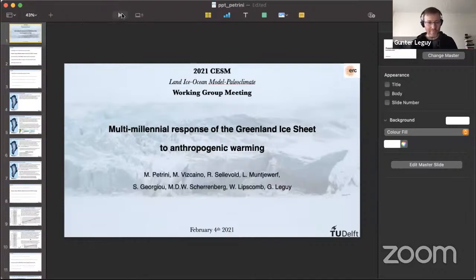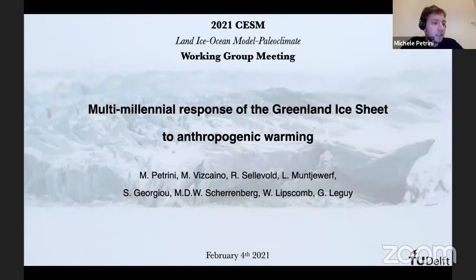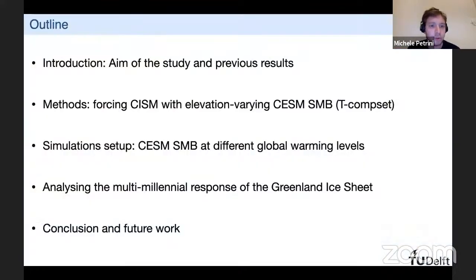Okay, perfect. So this study also results from the collaboration between TU Delft and NCAR, with the additional contribution of Maaike Scherenberg, who is now a PhD student at Utrecht University. Here we will look at the multimillennial response of Greenland, simulated with the Community Ice Sheet Model, in response to different global warming levels. I will just quickly introduce the aim of the study and show some previous results.